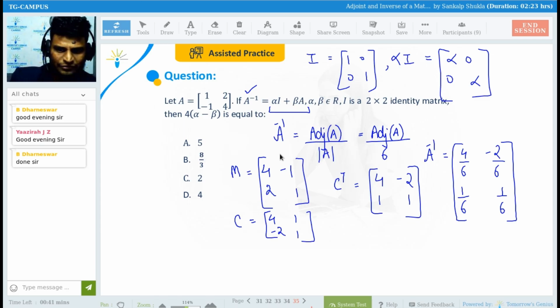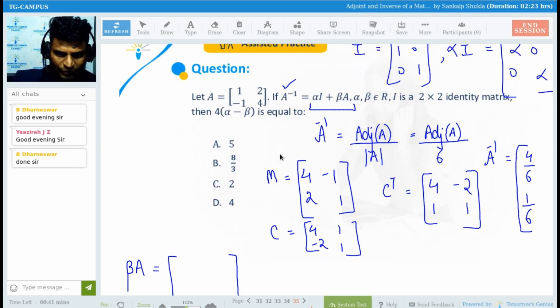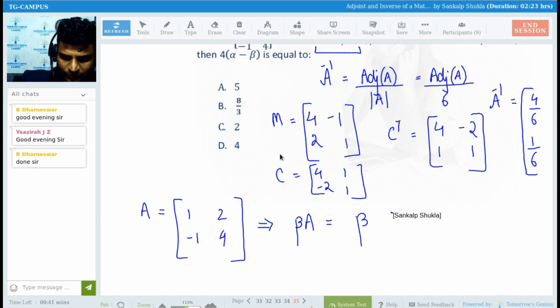So what will be beta A? Just multiply each and every element with beta. What was that matrix? 1, 2, minus 1, 4. We have to multiply it by beta also. So beta A will be beta, 2 beta, minus beta, and 4 beta.